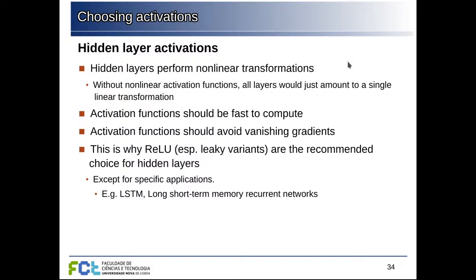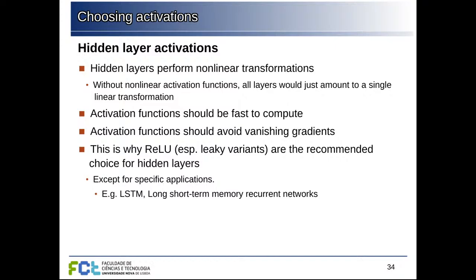So rectified linear units and variations of rectified linear units are the recommended activations for the hidden layers. There are some specific networks, and we're going to see some examples later on, like long short-term memory recurrent networks and so on, that use specific activation functions at some points, and those we do not change, we do not replace with rectified linear units. But if you're doing a multi-layer perceptron or a convolutional network or things like that, then rectified linear units are the best choice for the hidden layers.